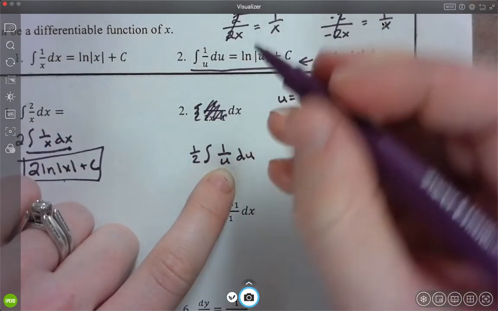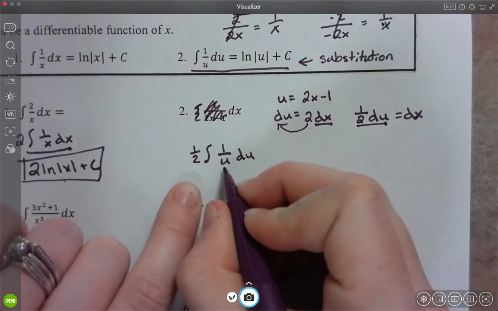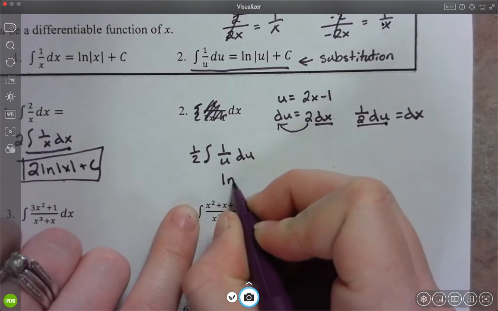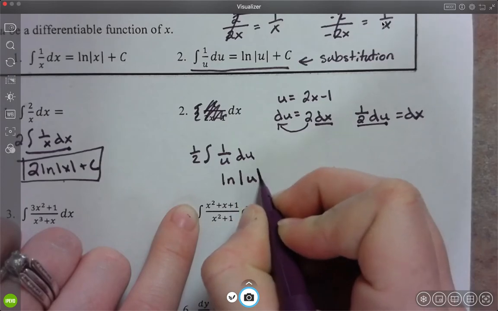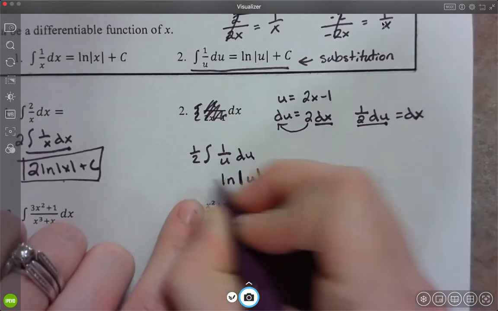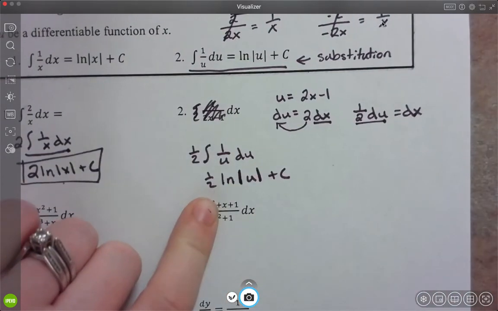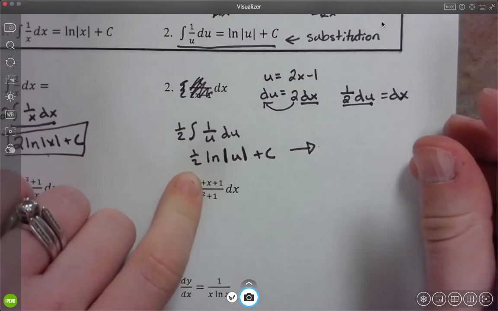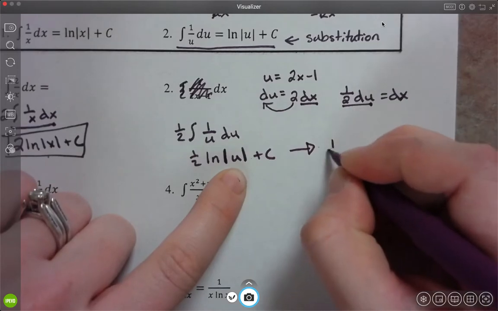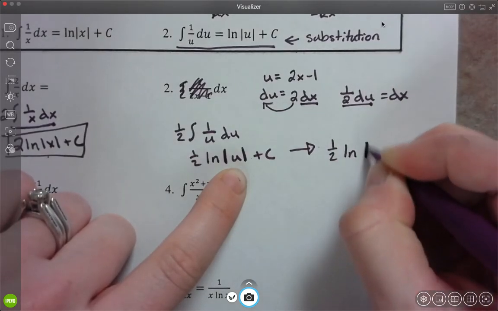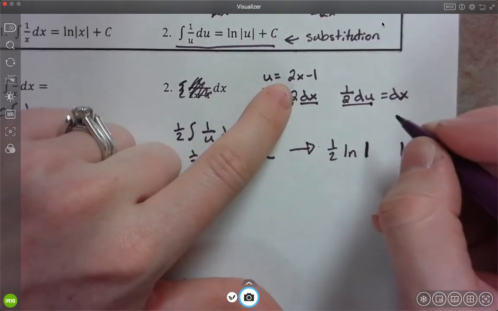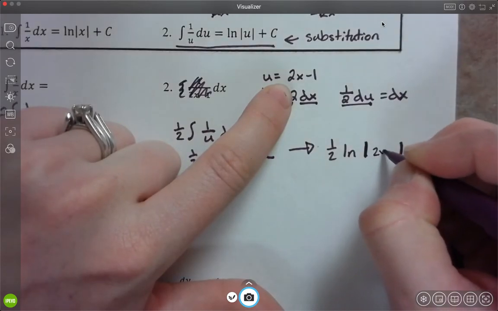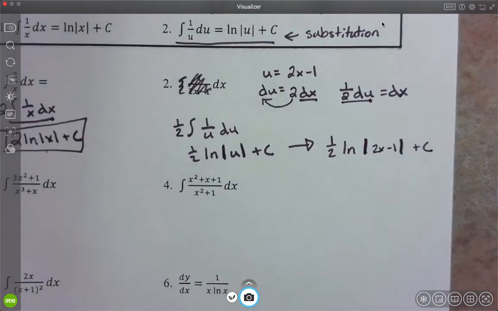Okay, and then this just follows along the rule with substitution up here with number 2. So if I take the antiderivative of 1 over u du, it is ln absolute value of u plus c. That 1/2 is just hanging out there in front. And then there's one more thing that I need to do, which is switch it back to x's. So I need to replace that u again. So 1/2 ln absolute value, u was originally 2x minus 1, plus c. Okay, so there is that.